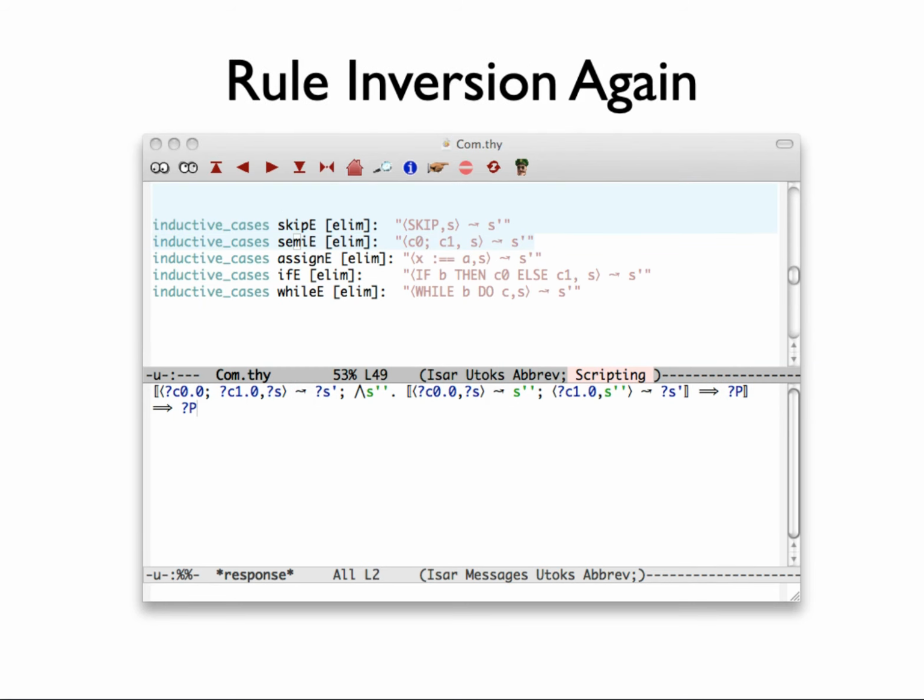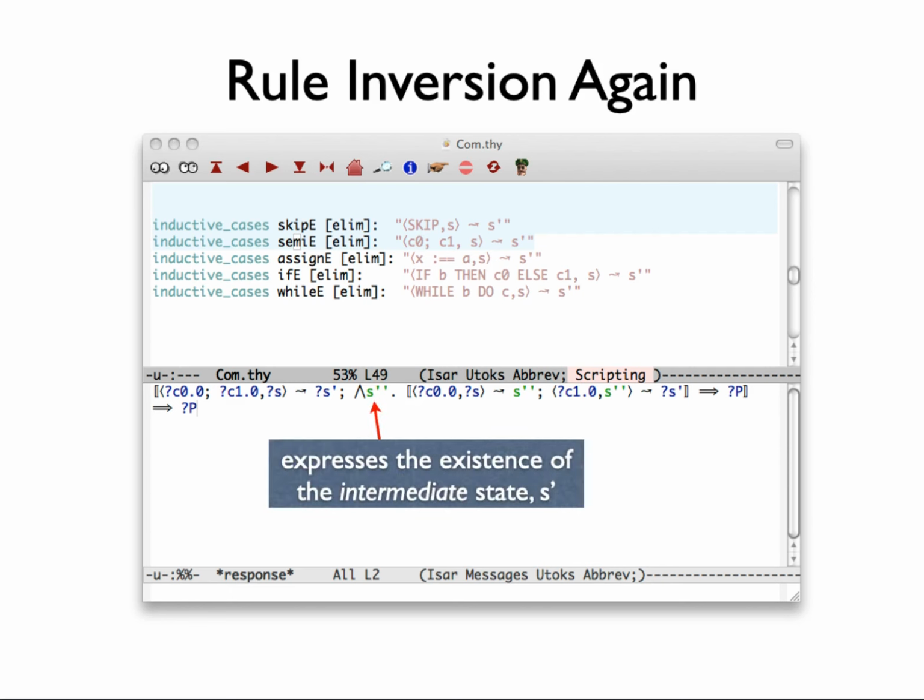Okay, that is the semicolon one. So clearly, again intuitively, if C0 semicolon C1 terminates in a state S prime, there must be an intermediate state S double prime so that C0 terminated in that state. And you can see there it comes out of the form of the elimination rule that is generated automatically for you. And even if you find it incredibly ugly, you're not really meant to look at it.